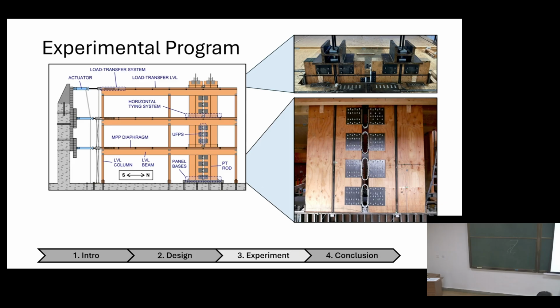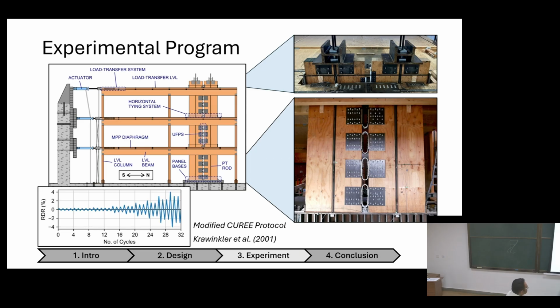We also have grids here for visual observation. These grids are a 25 millimeter by 25 millimeter square grid. We wanted to, after each stage, after 1% drift, after 2% drift, stop the test and do some damage assessment and then continue the test after that.